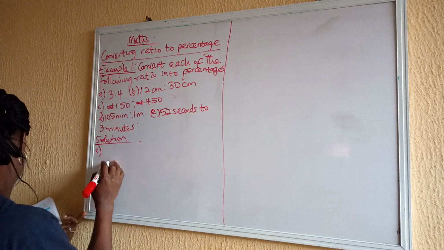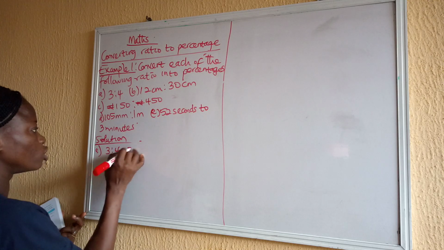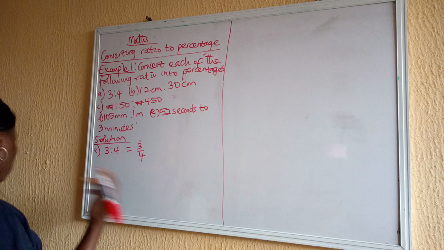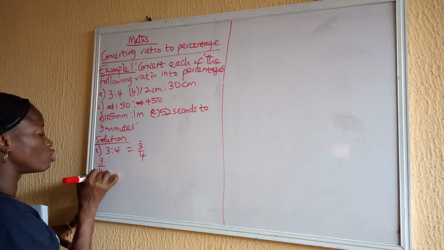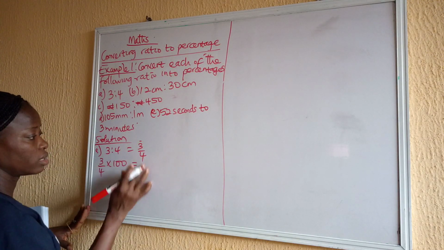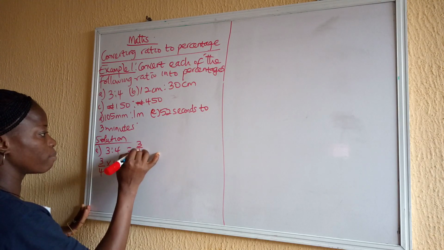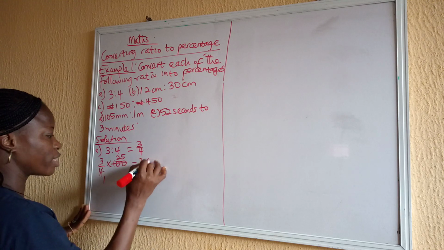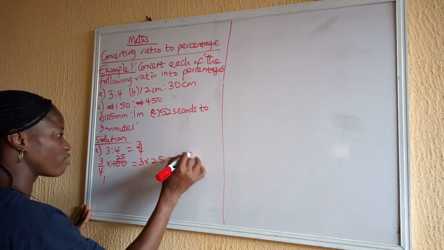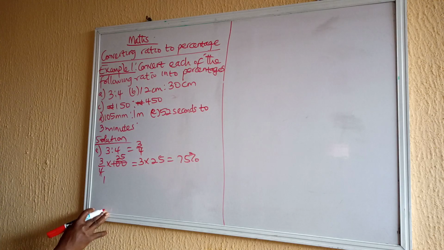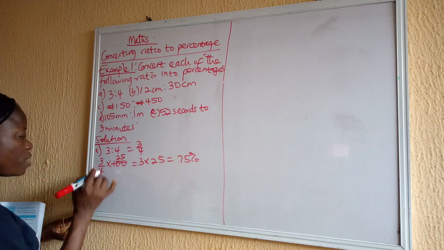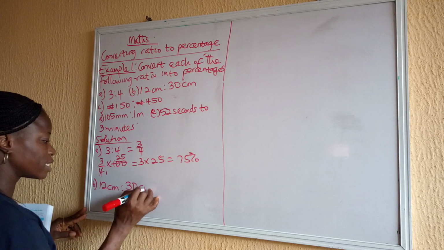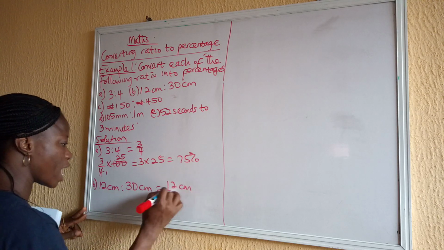The first one says 3 ratio 4. You know 3 ratio 4 is the same thing as 3 over 4, and you are asked to convert it to percentage. So what you will just do is multiply it by 100. 4 here 1, 4 here 25. So that will be 3 times 25. That's 75 percent.